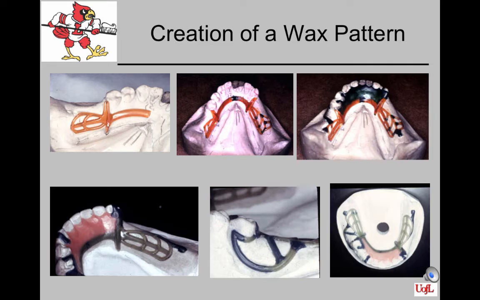Thin, measured sheets of wax are cut to form the lingual plate major connector. The rest areas must be waxed without a pattern. In the middle bottom picture, a modified T-bar has been added to the refractory cast. The position, by the way, of that modified T-bar is really not in the correct position. The last picture shows the cast now has a hole in it and is ready for casting the framework.